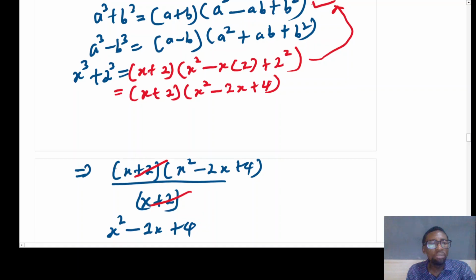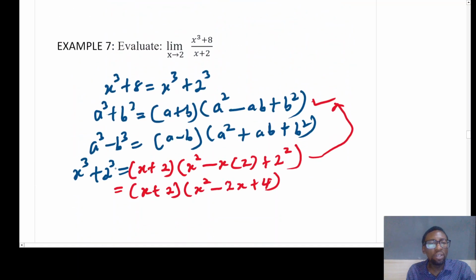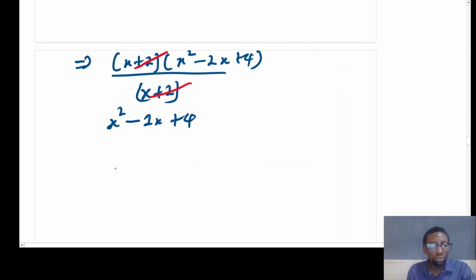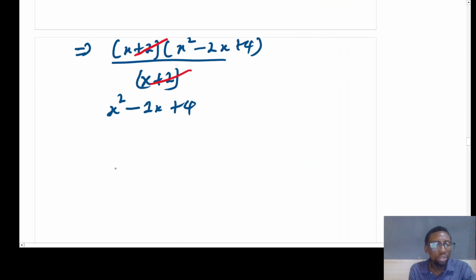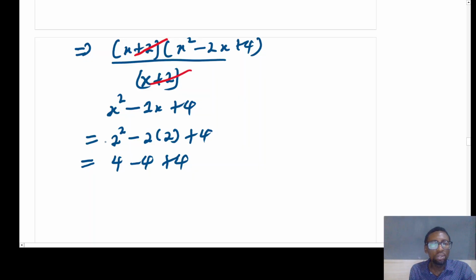So what's the limit value? x tends to 2, so that will give us 2 squared minus 2 times 2 plus 4. And that will be 4 minus 4 plus 4. So our final answer there should be 4. So this cancels this. Our final answer is 4.